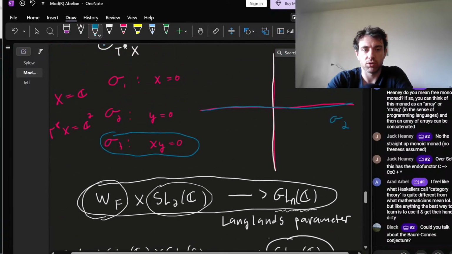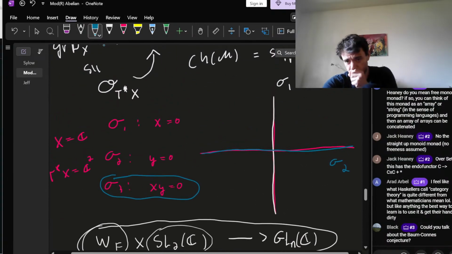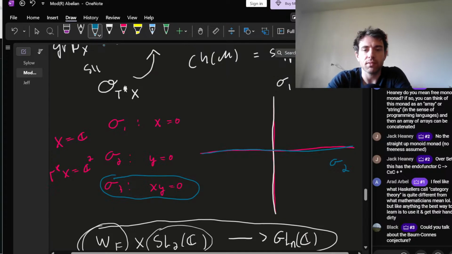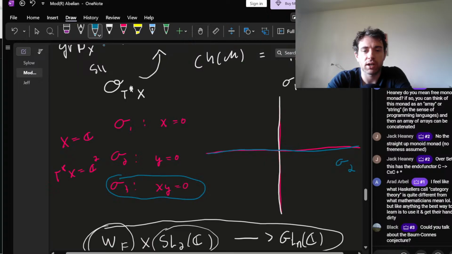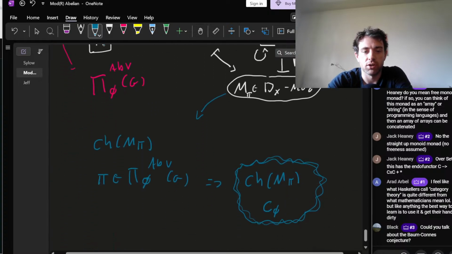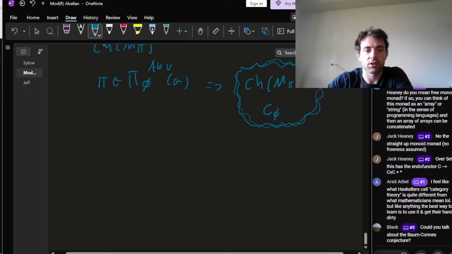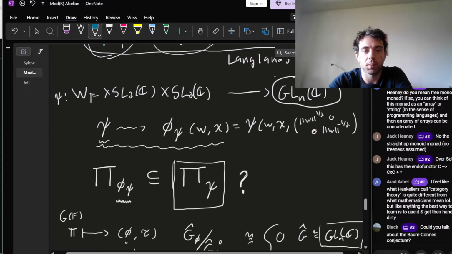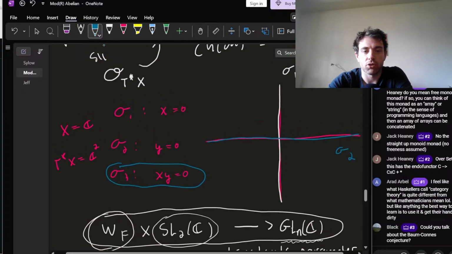Yesterday I talked about this computation here, and this is essentially what this computation does, where I worked out what the characteristic varieties are. It tells us what the corresponding ABV packets are.